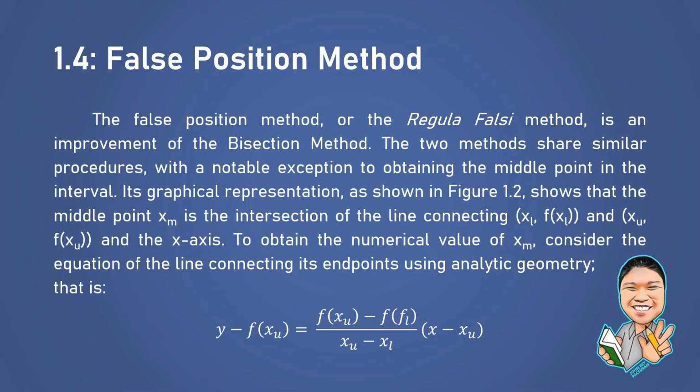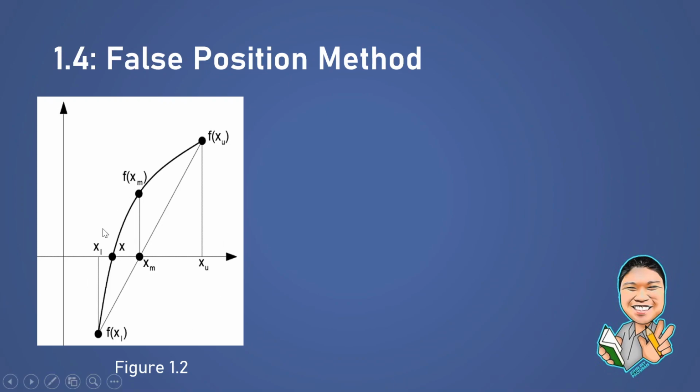So para mas maintindihan nyo tong equation, balikan natin tong figure. So this is the figure for the false position method. So katulad lang kanina, meron tayong x sub l and meron tayong x sub u. Diba? X sub L and X sub U. Kaya lang, ang pinagkaiba ni false position kay bisection, yung paghahanap ng X sub M. Okay? Hahanapin natin yung X sub M.